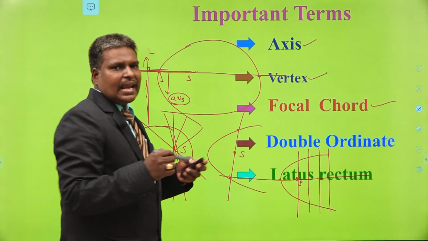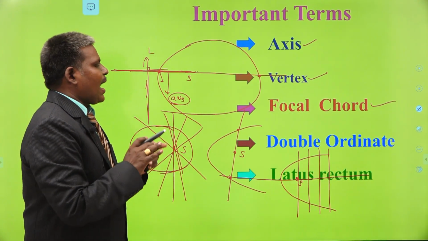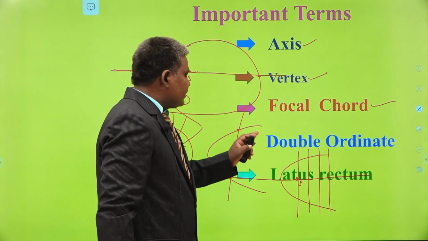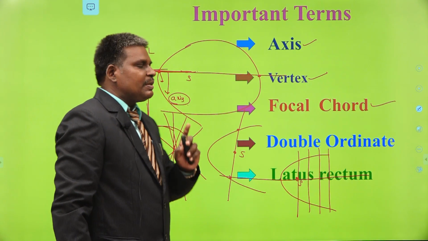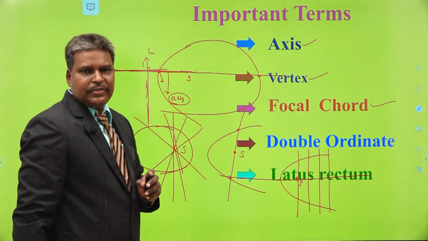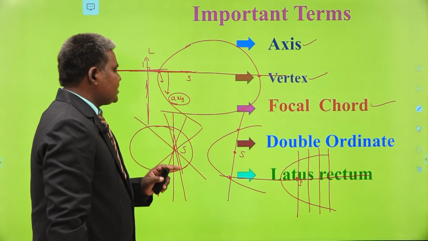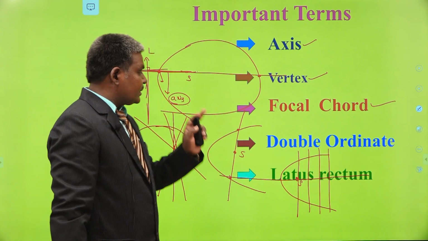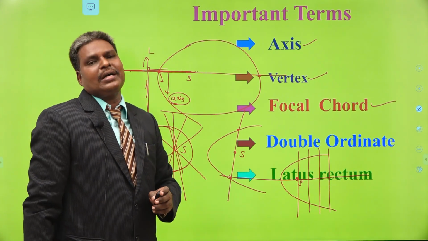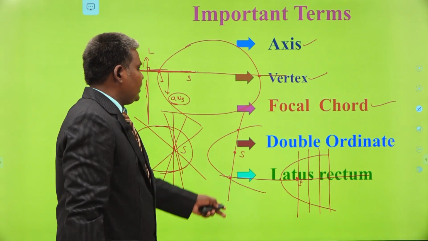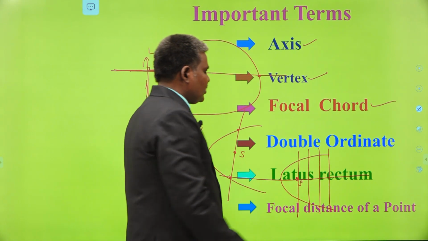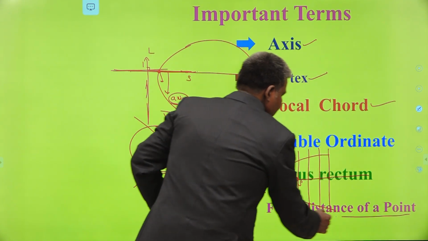A double ordinate is a line perpendicular to the axis. You can draw an infinite number of double ordinates. But the latus rectum depends upon the number of foci of the conic. The latus rectum is the line which is perpendicular to the axis and at the same time passing through your focus S. These are the definitions. Now let us see one more definition. Focal distance of a point. A very, very important definition.